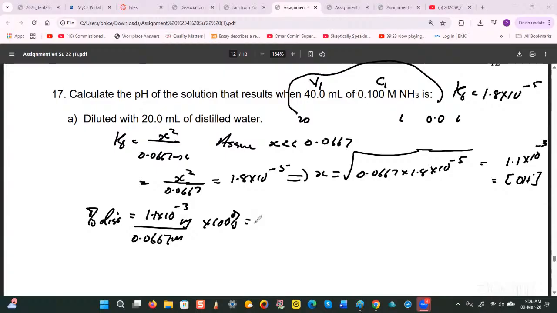1.1 times 10 to the minus 3 divided by 0.0667 times 100. So this is 1.6%, right? Which is less than 5%. So therefore, the assumption is valid.